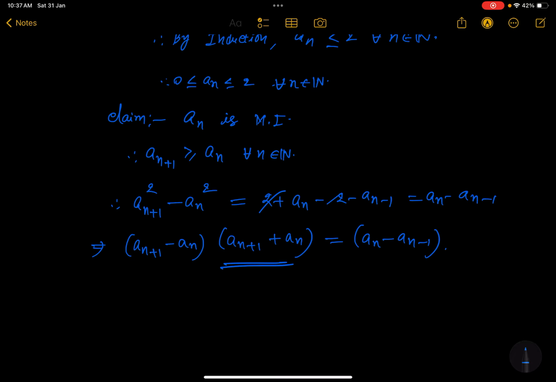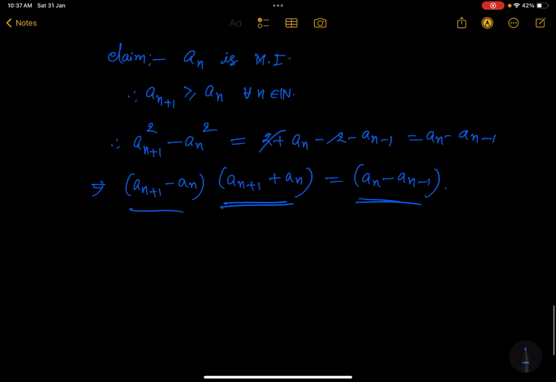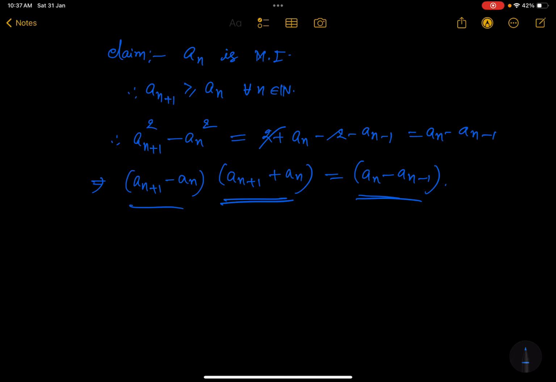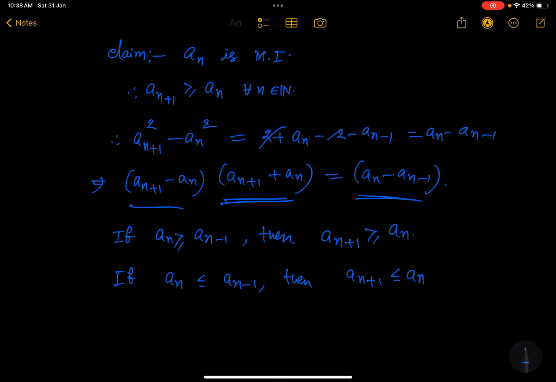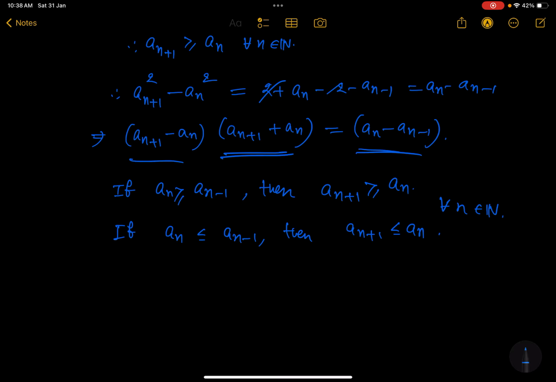Observe that this is always non-negative, so they have the same sign. So if a_n is bigger than or equal to a_{n-1}, then a_{n+1} is bigger than or equal to a_n, right? And vice versa: if a_n is less than or equal to a_{n-1}, then a_{n+1} is less than or equal to a_n. And these both are true for every natural number n, right? Yes.